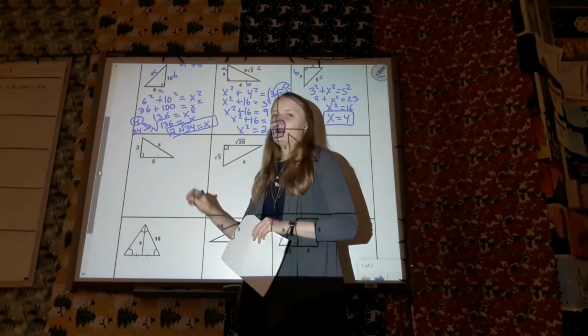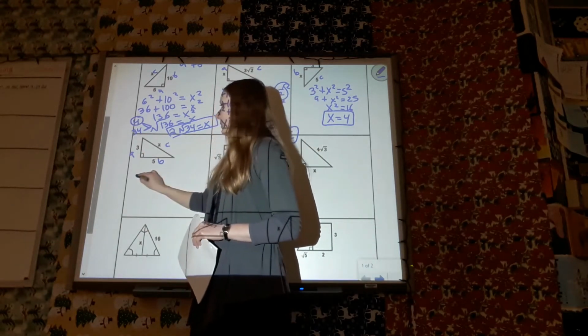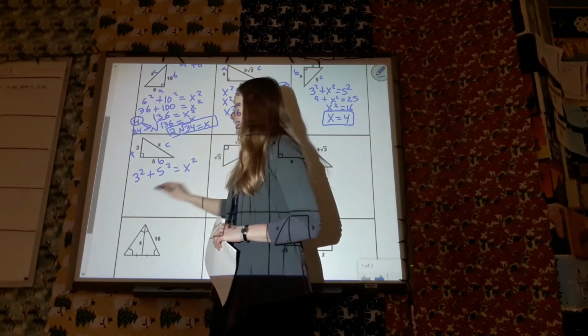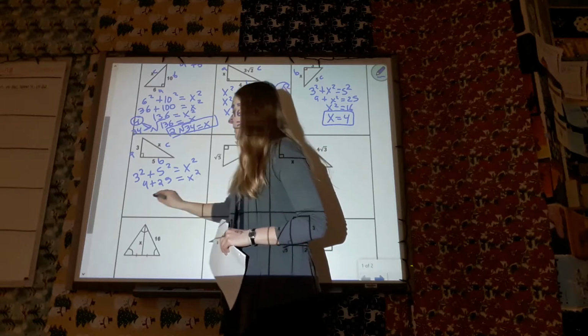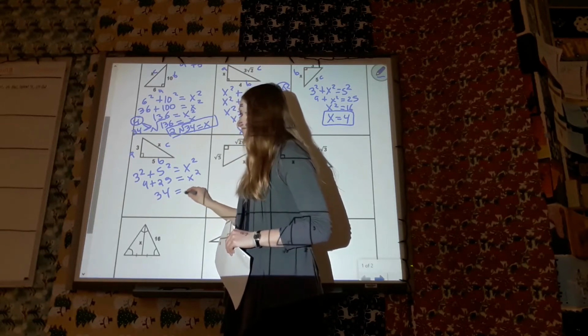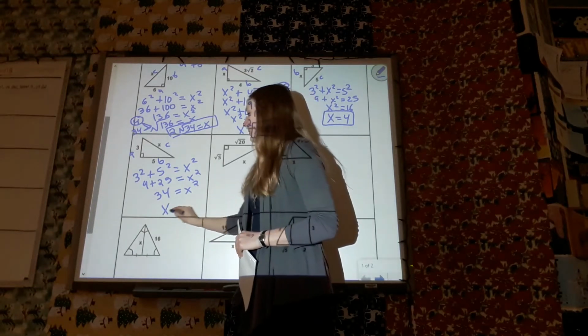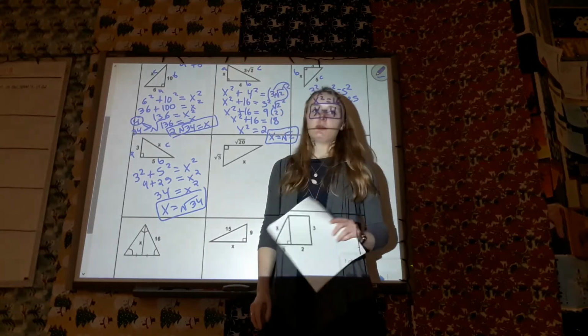So for this one, I can't use the Pythagorean triples, so I'm going to use the Pythagorean theorem and work it out. So 3 squared plus 5 squared equals x squared. I have 9 and 25. That gives me 34. I'm pretty sure 34 can be simplified. So when you take the square root, you just get the square root of 34. And you cannot simplify the square root of 34.